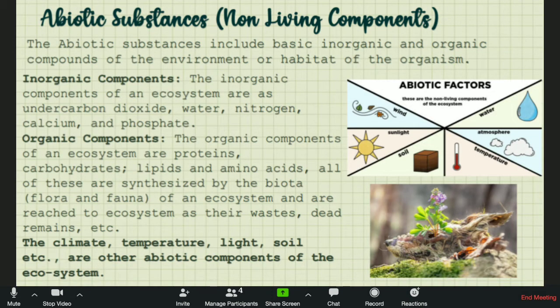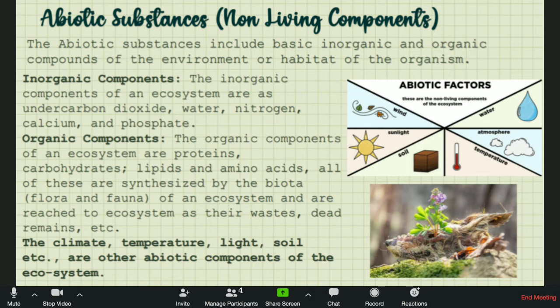In biology and ecology, abiotic components or abiotic factors are non-living chemical and physical elements of the environment that have an impact on living organisms and the functioning of ecosystems. Abiotic factors and the events they cause are fundamental to biology as a whole. Examples of abiotic substances are water, sunlight, air, temperature, etc. The abiotic substances include basic inorganic and organic compounds of the environment or habitat of the organism.